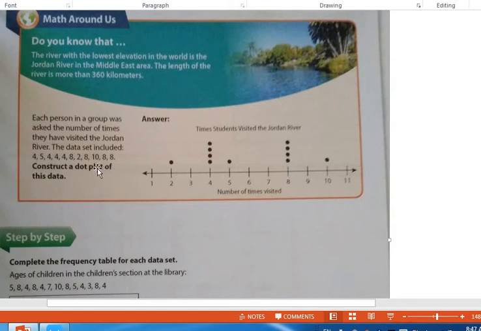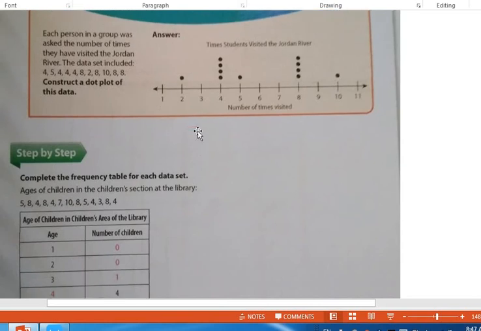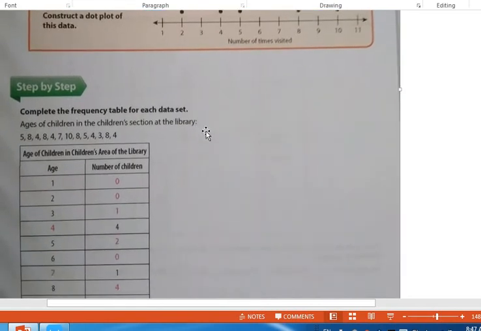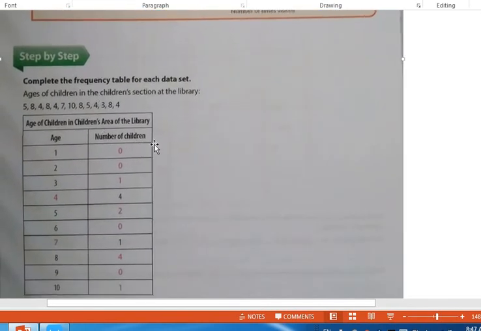Then 9 I don't have. I do have 1, 10. I put it here. Okay, and then complete my slide. Complete the frequency table. Don't forget that we have a frequency table, and it's very simple.